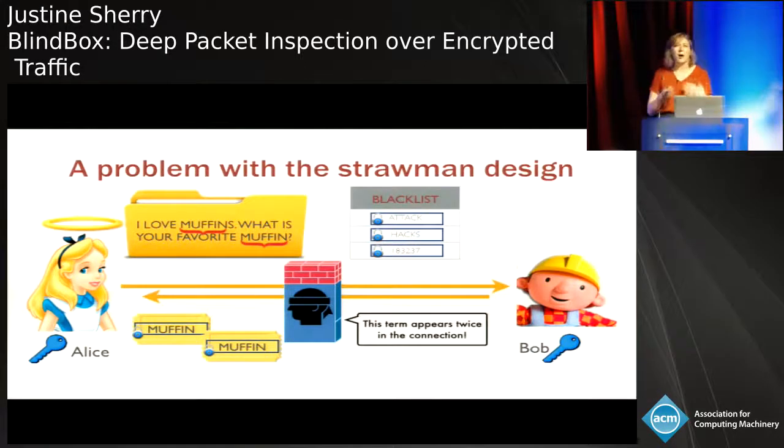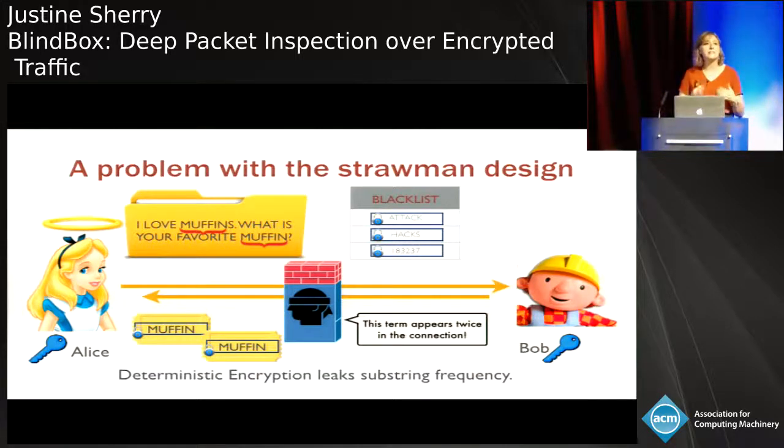Now, this seems like a small bit of information, but it actually violates our goal quite strongly because these terms are not malicious, and the Middlebox is now able to perform a frequency analysis attack over Alice and Bob's communication. And surprisingly, frequency analysis attacks can actually leak quite a bit of data about what Alice and Bob are up to.